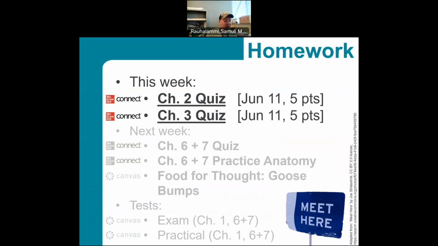In addition, next week, you will be taking your first of 3 exams. So the first exam covers chapters 1, 6, and 7. And in addition to that, you'll also be taking your first practical test covering the very same chapters. Both the homework and the exams are due at the end of the week next week. So keep an eye on that.